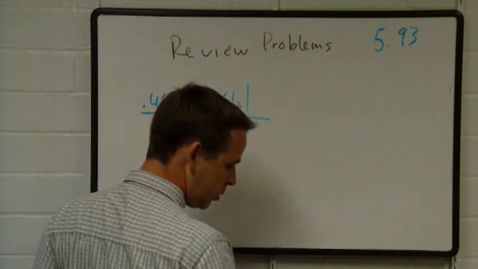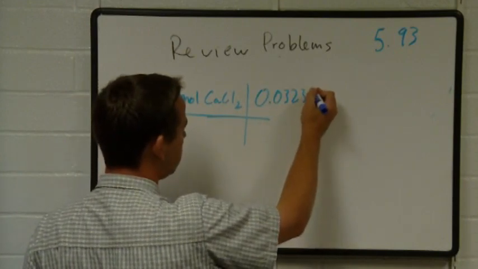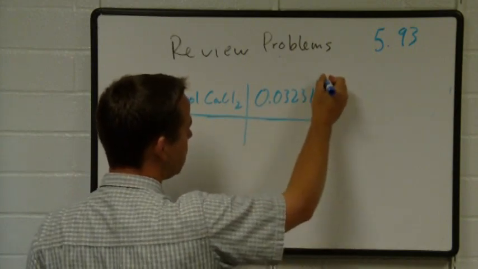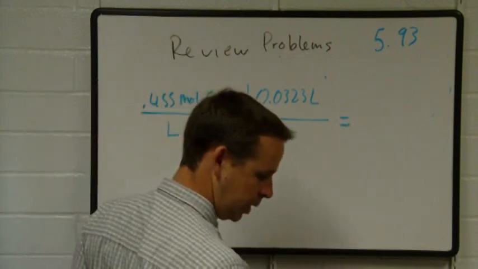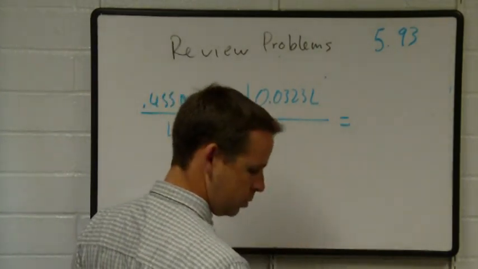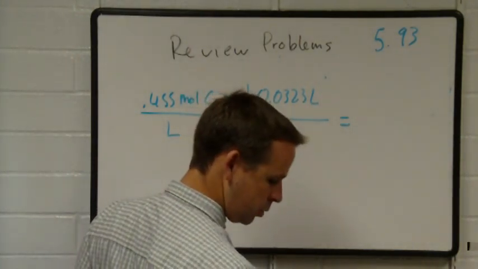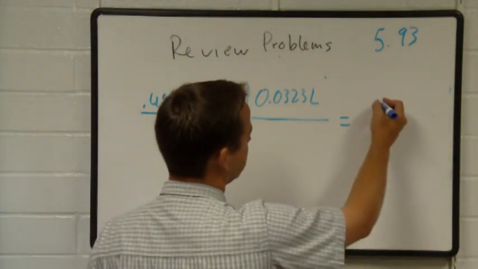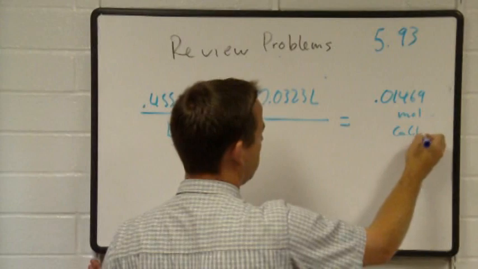And we have 32.3 milliliters, or 0.0323 liters, right? So this will tell us how many moles of calcium chloride we have. And we'll just find that answer really quickly. 0.455 times 0.0323. So that's 0.01469. And that's how many moles of calcium chloride there is.